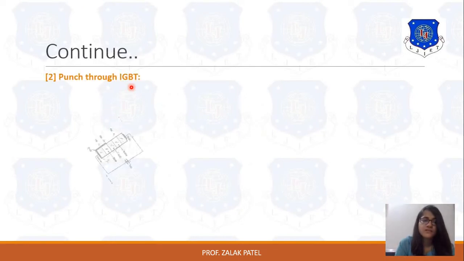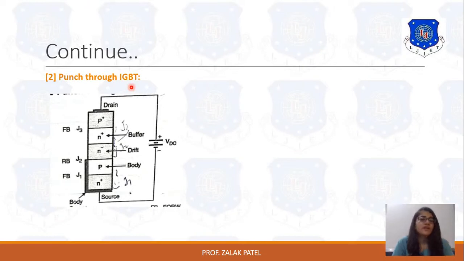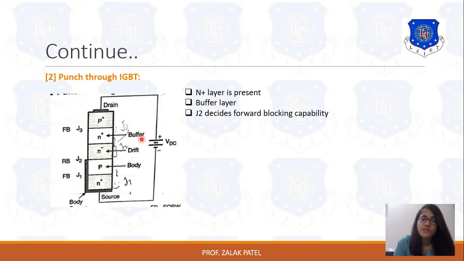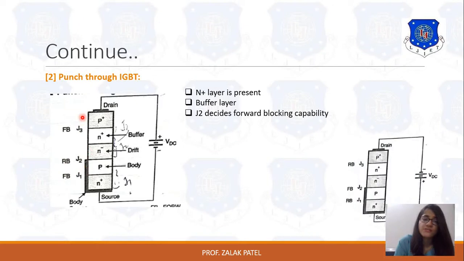For this, consider this figure. Here you can see that, as compared to the non-punch through IGBT, an N plus layer is present in the punch through IGBT, meaning a buffer layer is present. When a positive forward voltage is applied, J3 and J1 are forward biased and J2 is reverse biased. So J2 decides the forward voltage capability when it is connected to positive voltage.